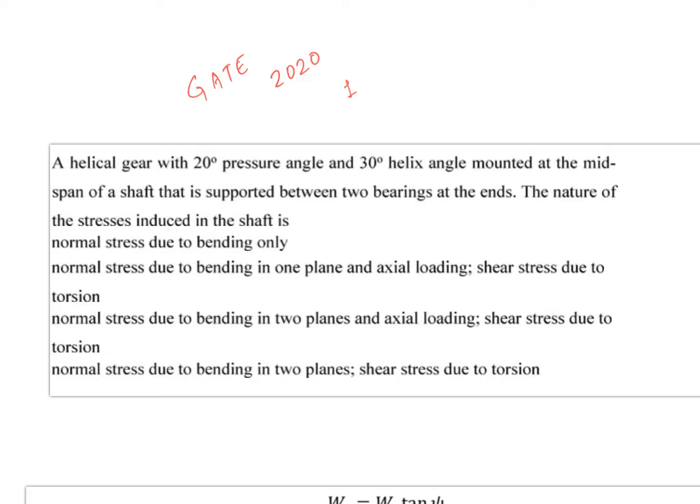So, in this problem, we have a helical gear with 20-degree pressure angle and 30-degree helix angle mounted at the mid span of a shaft that is supported between two bearings at the ends. Now, they are asking the nature of stresses induced in the shaft.